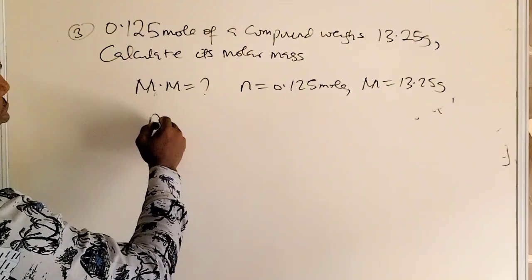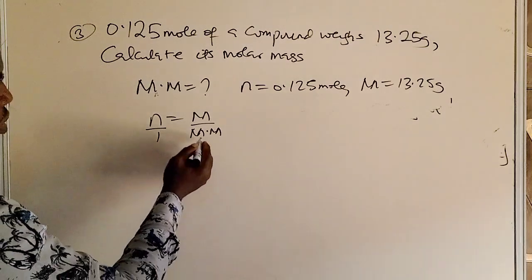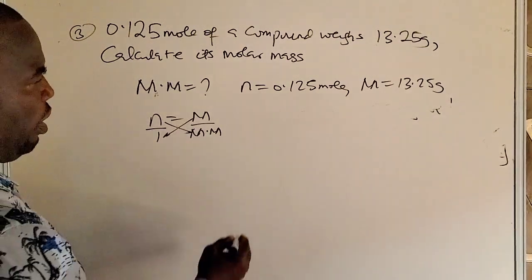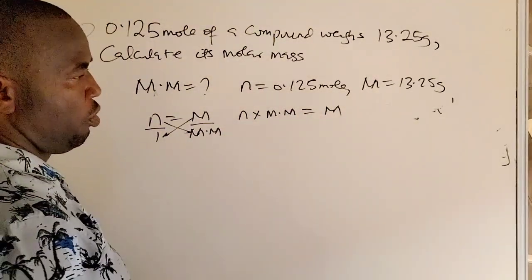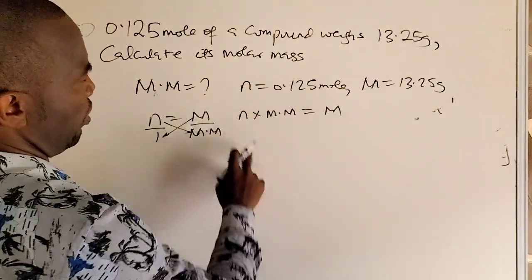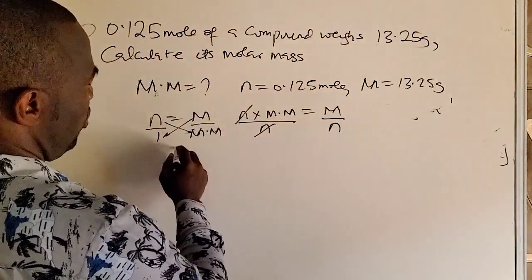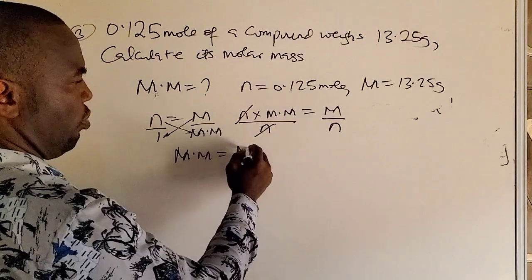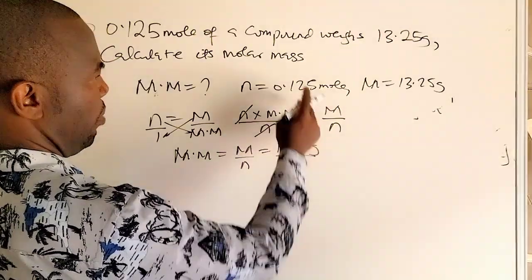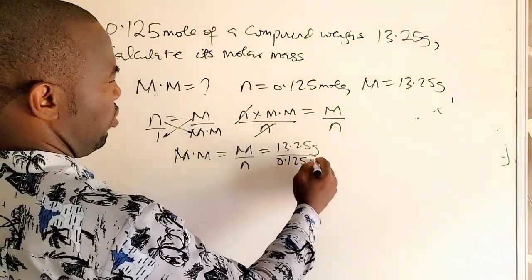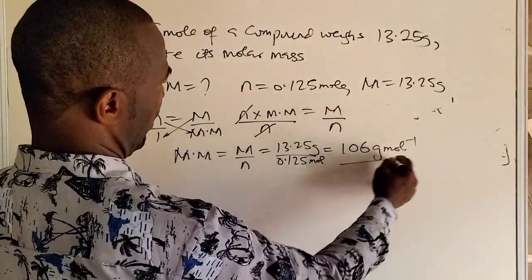It's very simple. Mole is mass over molar mass. You make molar mass the subject by cross multiplying. So now I have mole times molar mass equal to mass. You want the molar mass on one side, so you have to cancel off n. Divide both sides by n. So n cancels n, and molar mass becomes mass over mole. The value of our mass is 13.25 gram and our mole is 0.125 mole. We have 106 gram per mole as our answer.